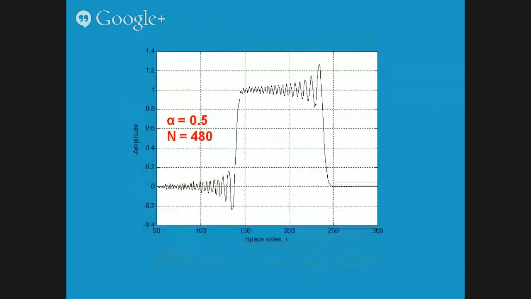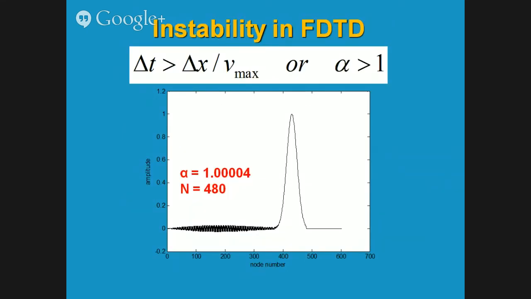Alpha is equal to 0.5. You can see that because of the numerical dispersion, the ringing has increased, but the solution is still stable. Right now, we are not talking about the instability. We are just seeing the effect of numerical dispersion on the shape of the pulse for different values of alpha. Now we want to introduce instability and see what instability does to the solution process.